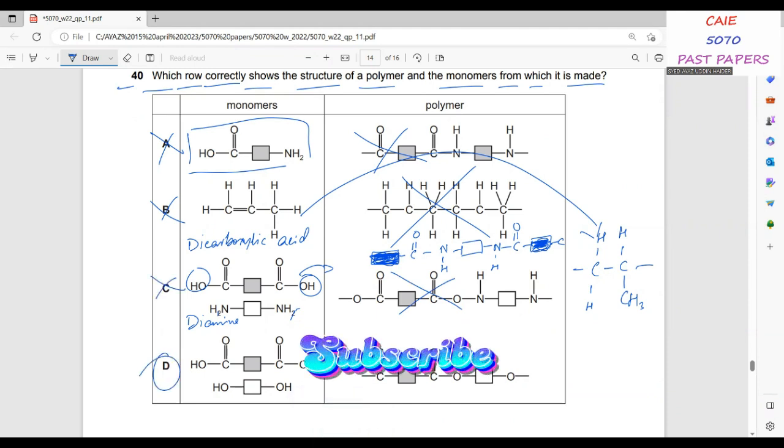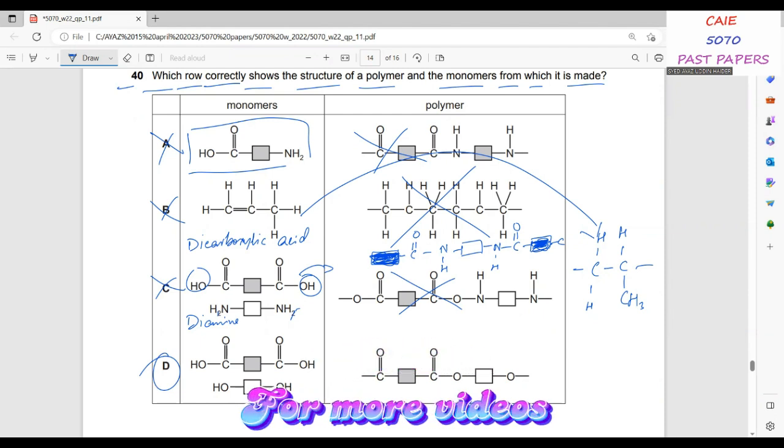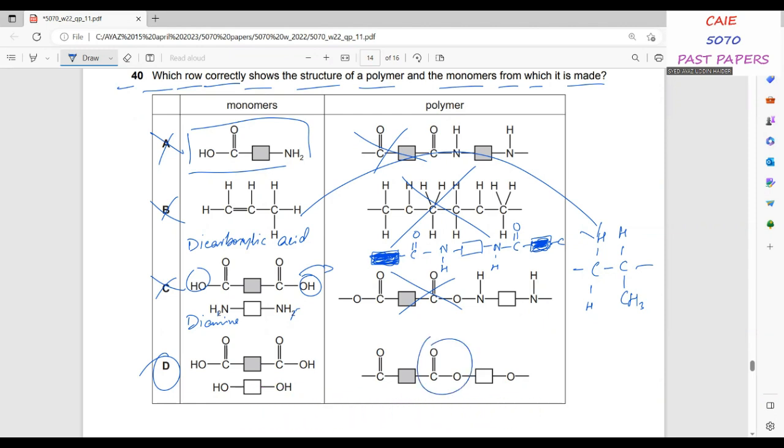D will be the right answer, because if you see the dicarboxylic acid on the top reacting with a diol to give the polymer with COO as their linkage or functional group. So this will be the right answer for this one.